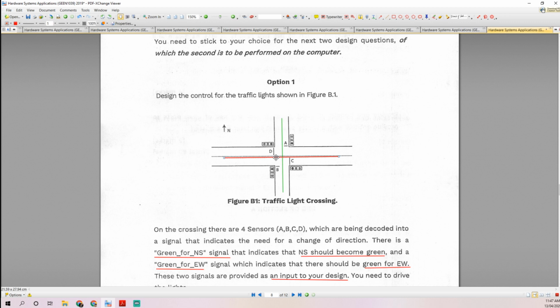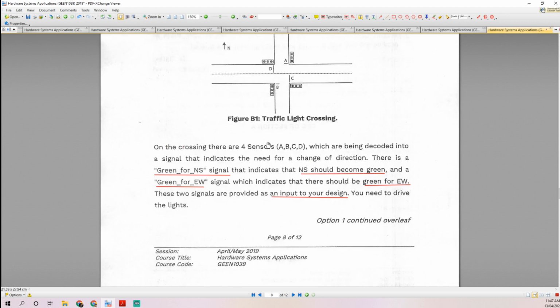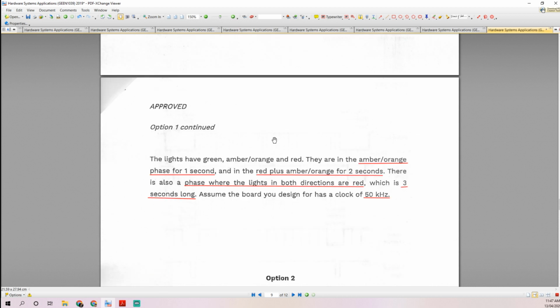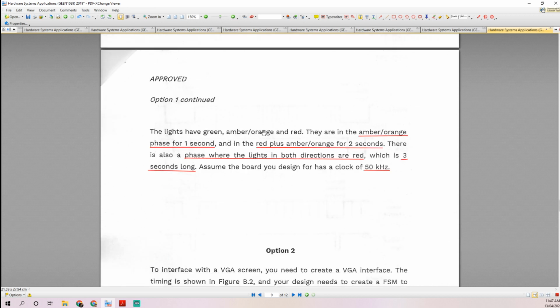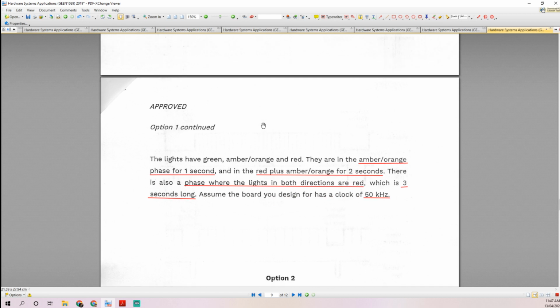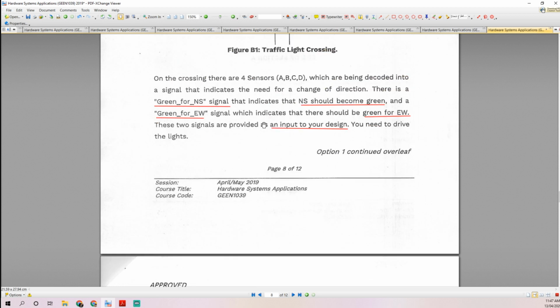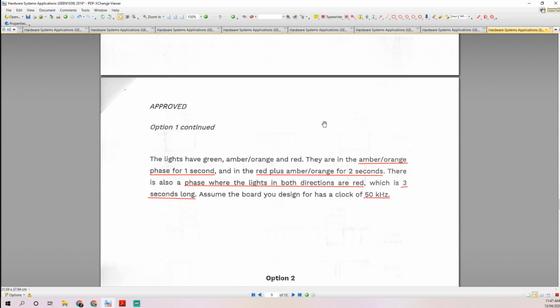All right, and the reason we need to look at this is, in order to realize this design, we're splitting up the operation of this system into different phases. And we can think of these different phases as states, all right? And this is bearing on what we learned about finite state machines. So we have this overall system which accepts as inputs these two signals, green for north-south, green for east-west, okay? The system could exist in multiple states or phases.